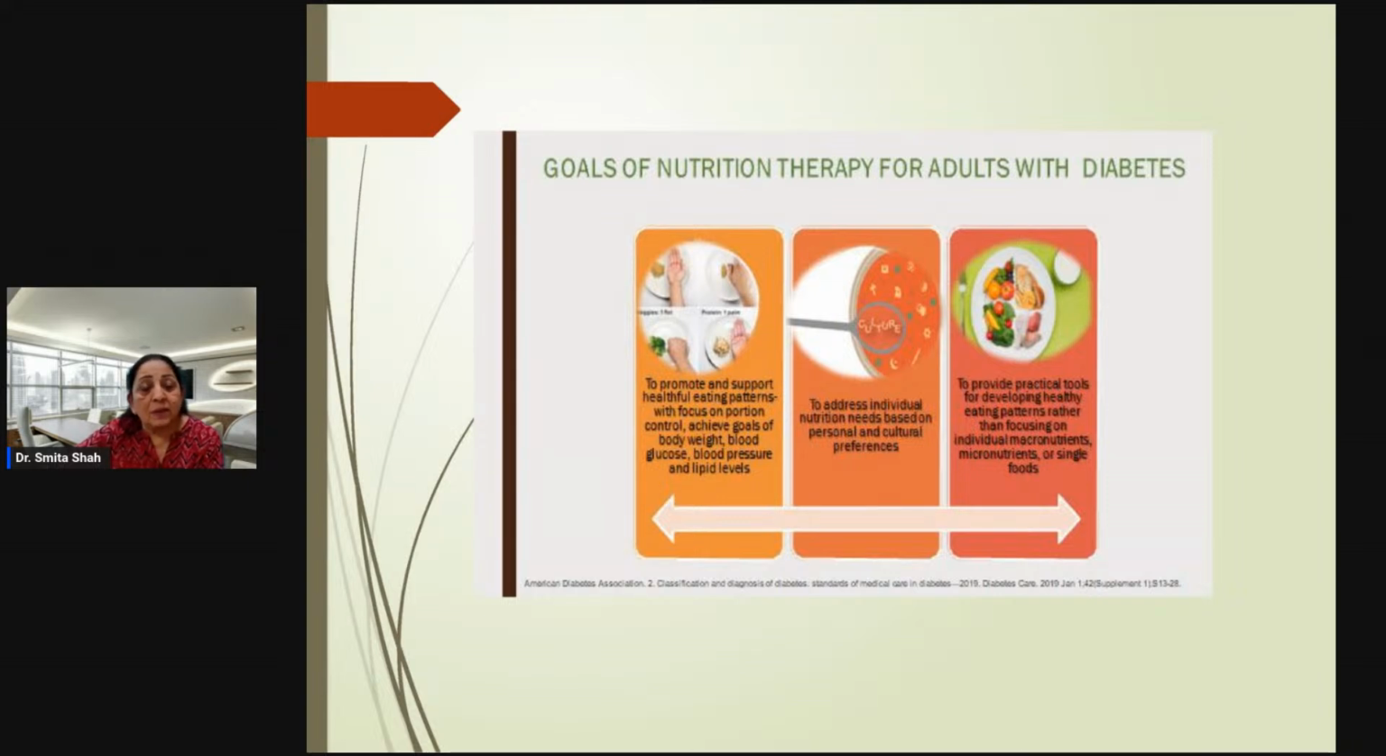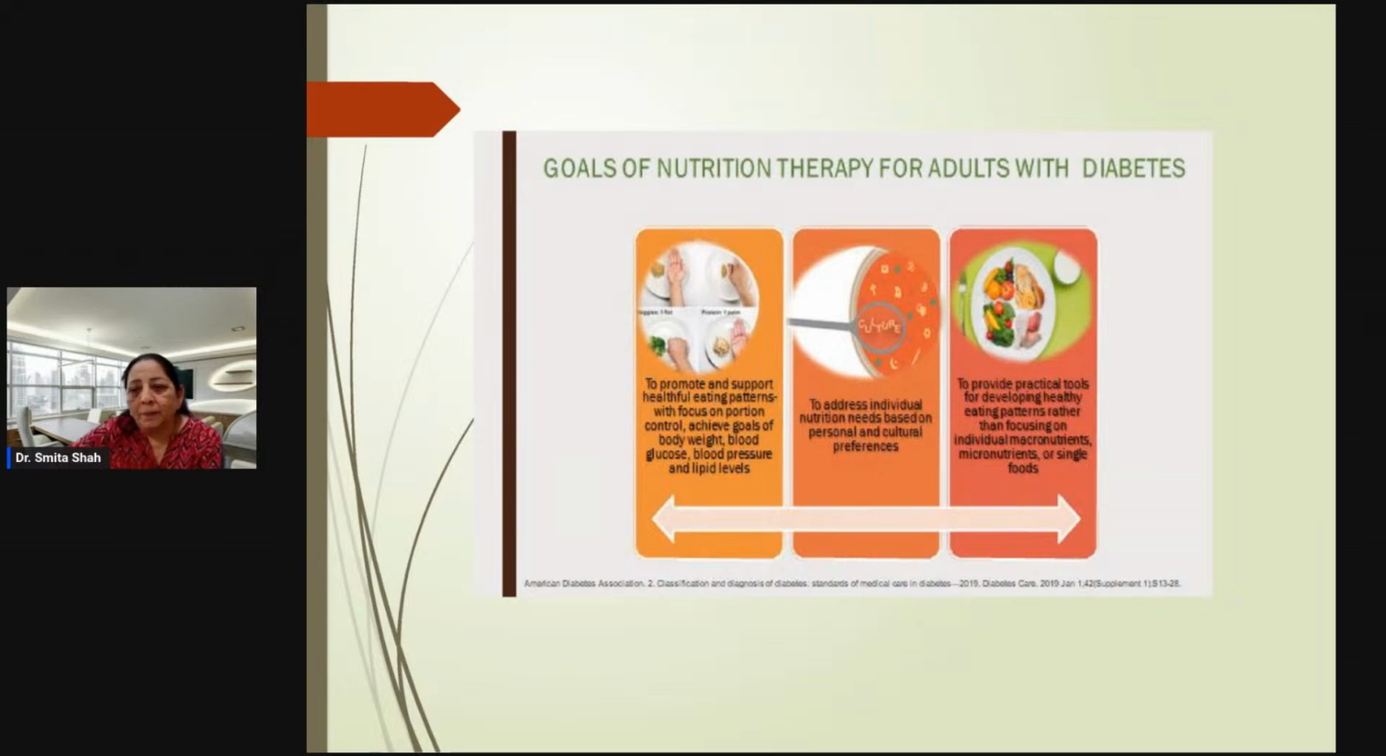We also address individual nutrition needs. They vary from patient to patient, so we must consider this a personalized, individual plan, based on personal and cultural preferences, which is most important: how the patient likes and dislikes, and the cultural preference. Because in the south their staple food is rice and we cannot restrict only rice. So we must consider that.